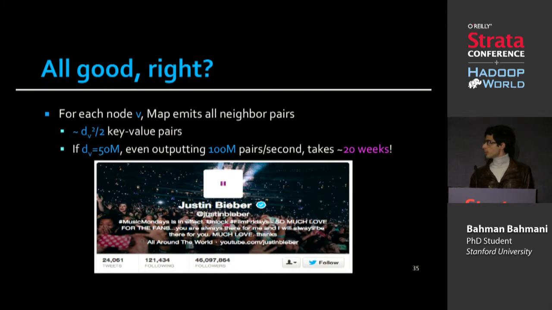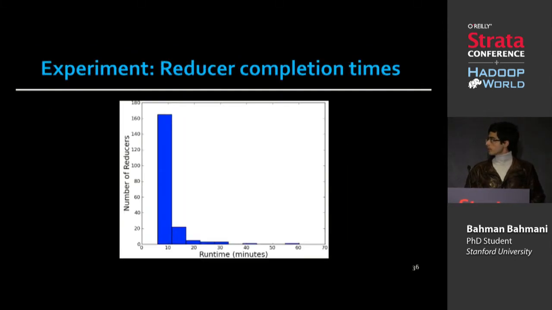And do such nodes actually exist? Yes, they do. Justin Bieber on Twitter has how many? Like 46 million followers. They do actually exist. So this is a problem. These heavy nodes are the problem in this algorithm. And it actually shows up in experiments. This is an experiment with the LiveJournal graph, and you see that most reducers finish very quickly, but some of them take much, much longer.